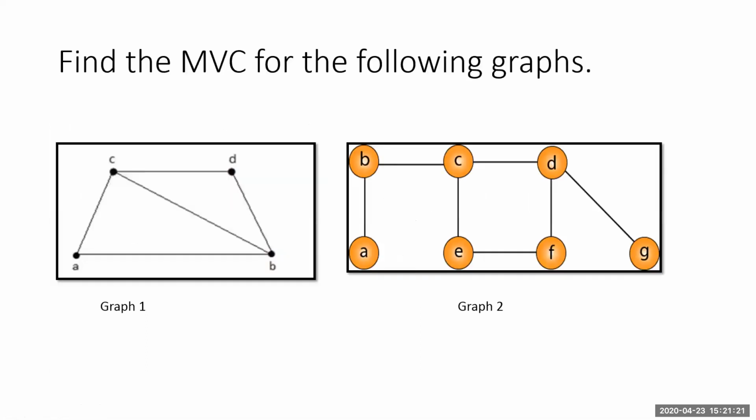Now this is an exercise problem. Practice this and submit it as an assignment, and I will upload this PPT in the classroom. So we have the graph here, which contains 4 vertices. What will be the minimal vertex cover for graph 1, and what will be the minimal vertex cover for graph 2?